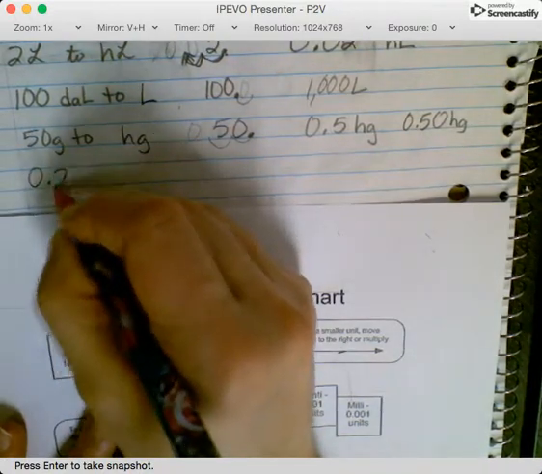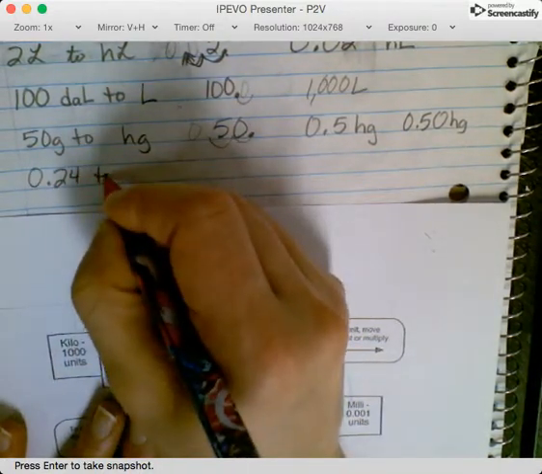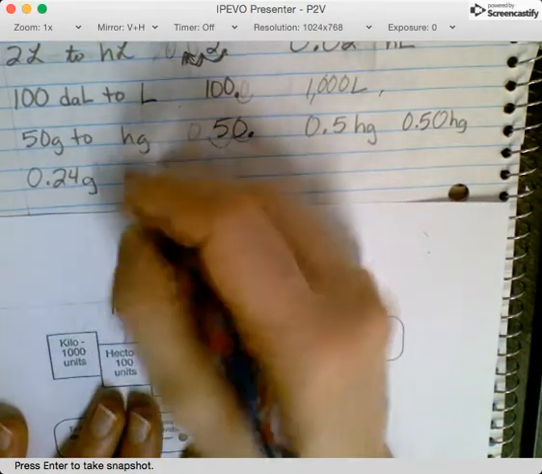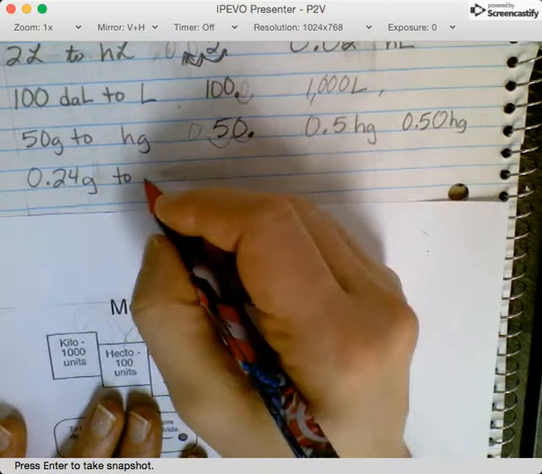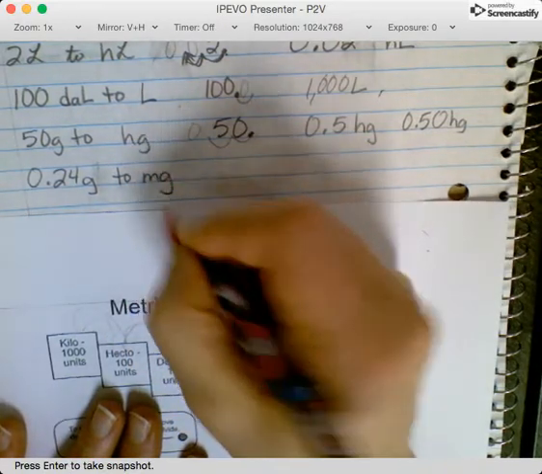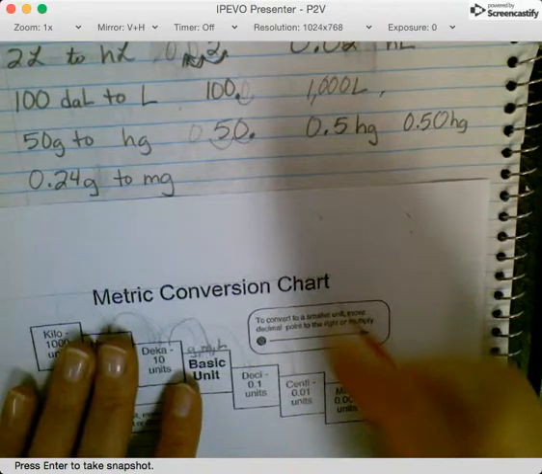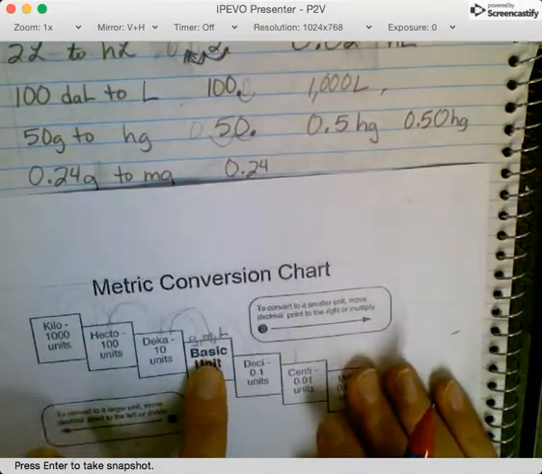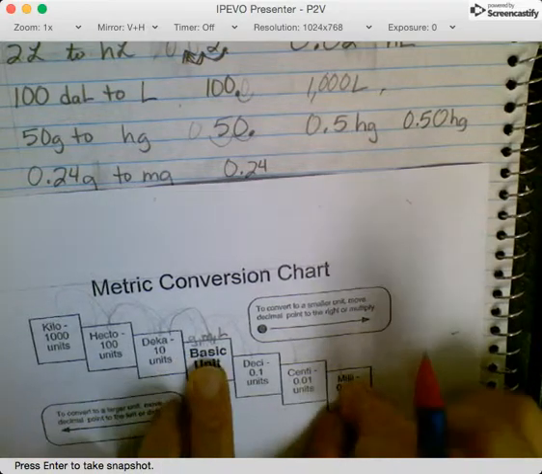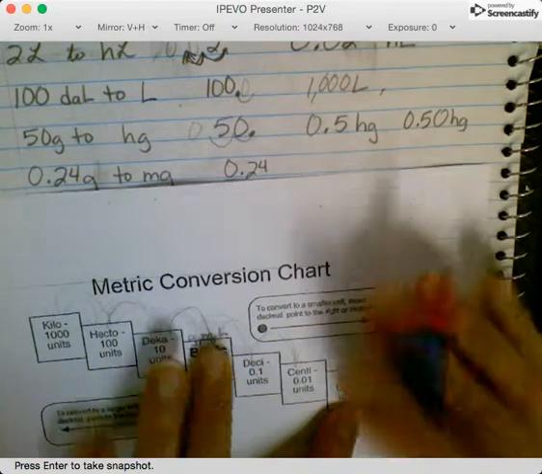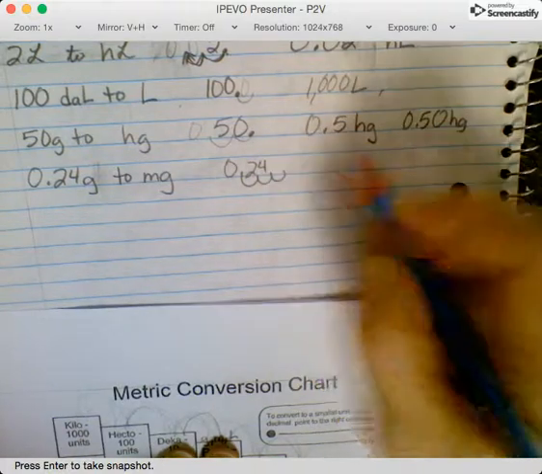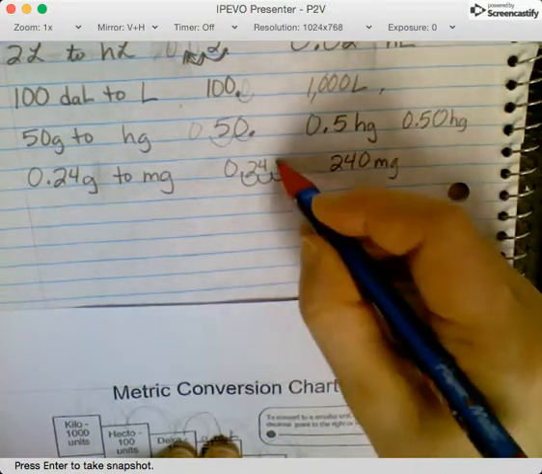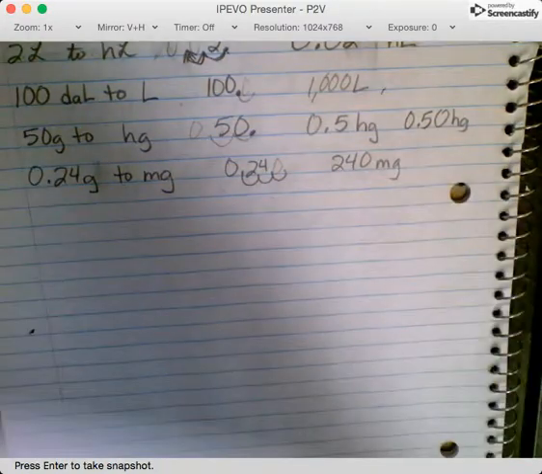Let's do one last example before we go. I'm trying to get ahead of myself too much and making some mistakes here. Let's do from grams to milligrams. We have grams as my base unit, milligrams is over here. 1, 2, 3 to the right, which makes that 240 milligrams.